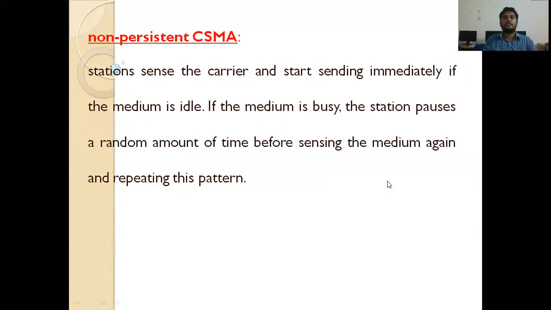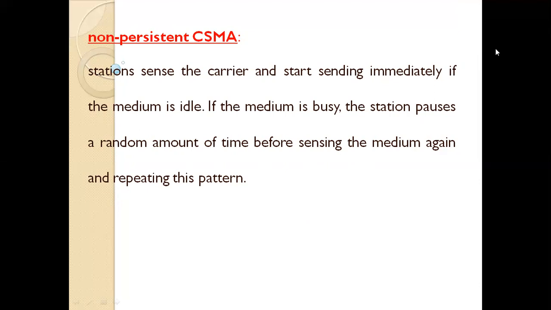Next, non-persistent CSMA. Here in non-persistent CSMA, the station senses the carrier and starts sending immediately if the medium is idle. If the medium is busy, the station waits a random amount of time before sensing the medium again and repeating this pattern. So whenever the medium is busy, it waits for some time and then transmits the packets.